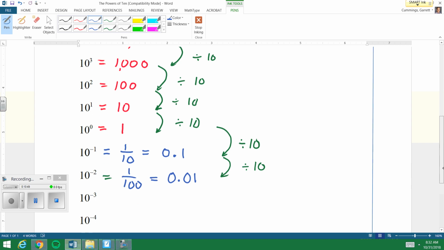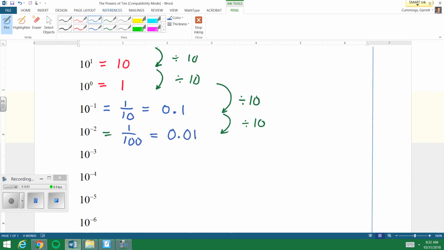Okay, and then let's keep going. Hopefully maybe you're picking up on some patterns here. If I go 10 to the negative third power, that's 1 over 1,000. I'm taking 1 and dividing it by not 1 factor of 10, not 2 factors of 10, I'm dividing it by 3 factors of 10. So I'm dividing it by 1,000. In this case, it's going to be 0.001, which read appropriately is 1/1000th.